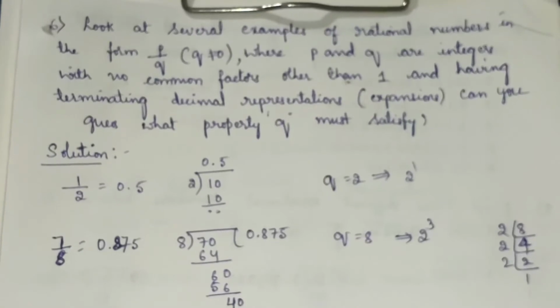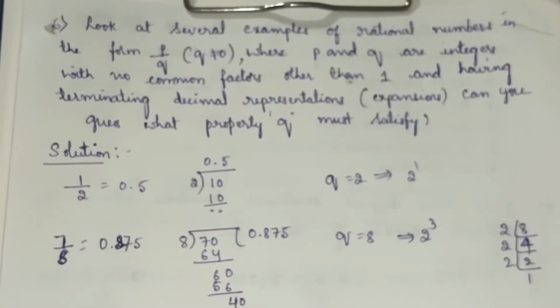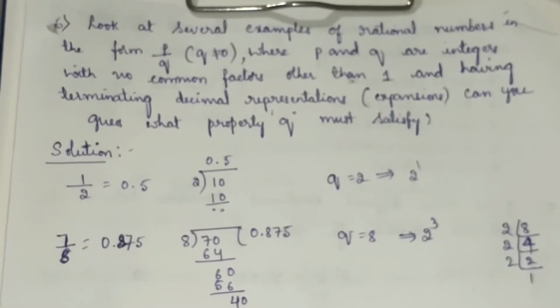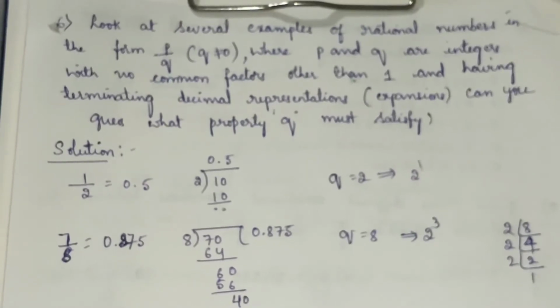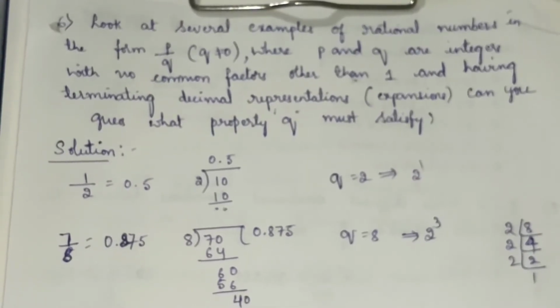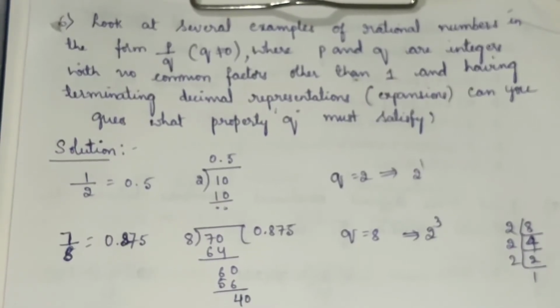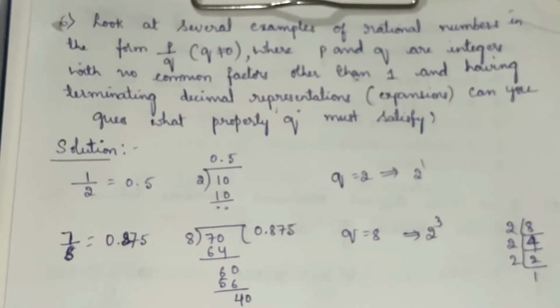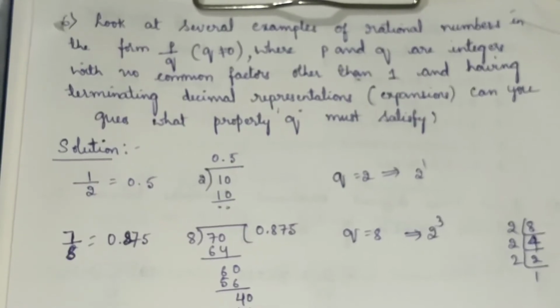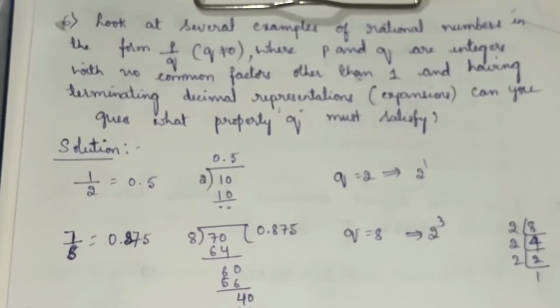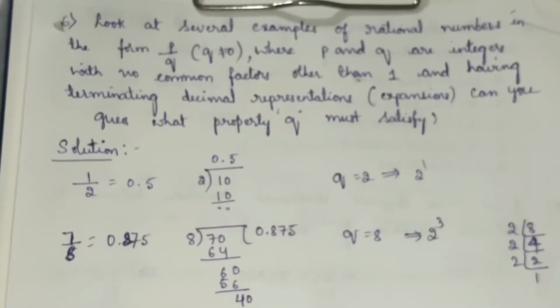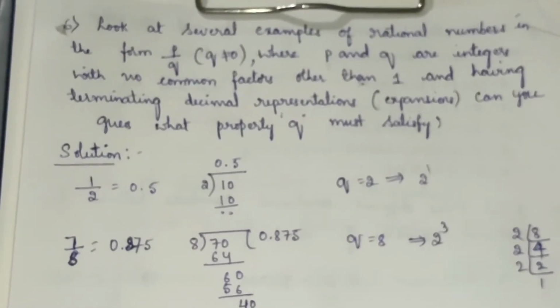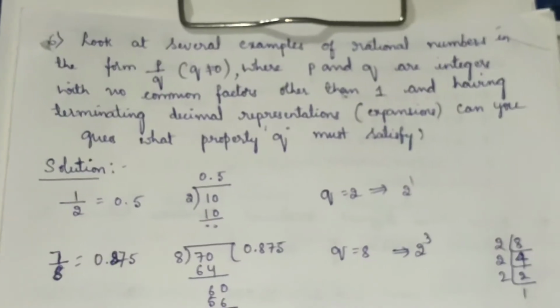Question number 6. Look at the several examples of rational numbers in the form of p by q, where p and q are integers with no common factor other than 1 and having terminating decimal representation, that is expansion. Can you guess what property q must satisfy? Here you should understand the question before answering.